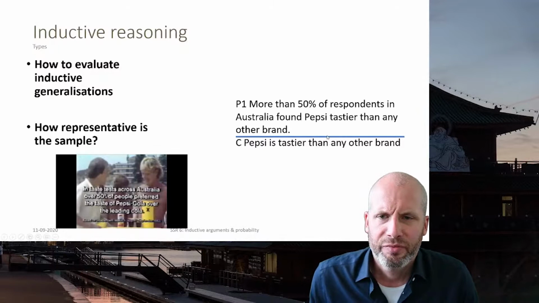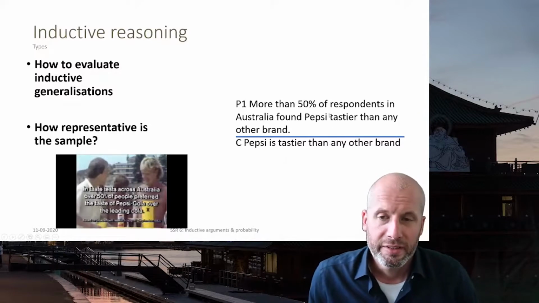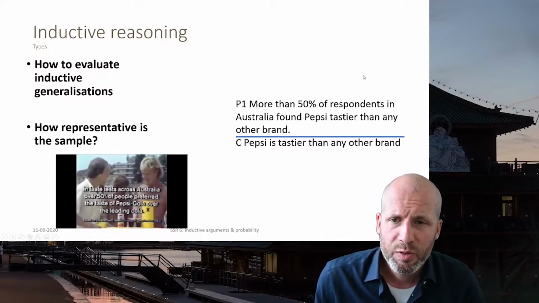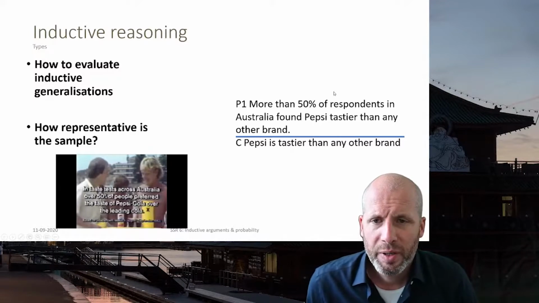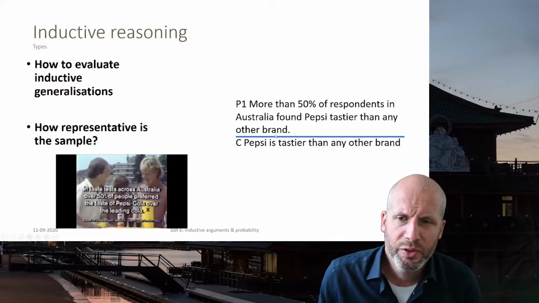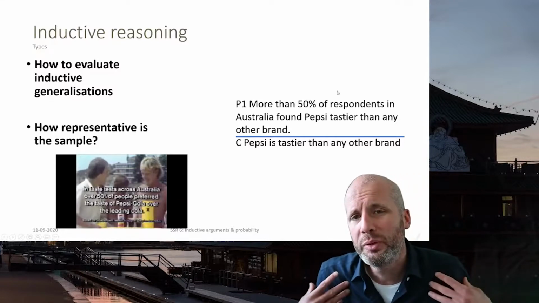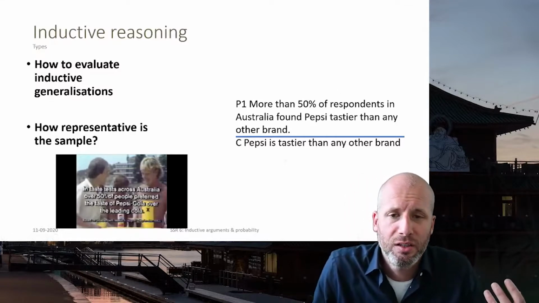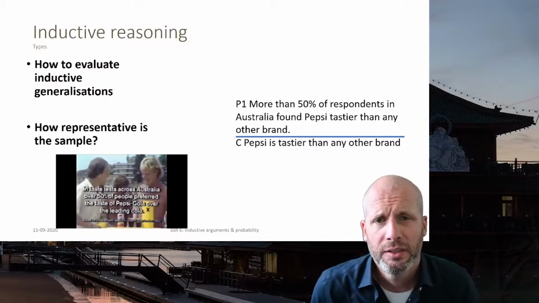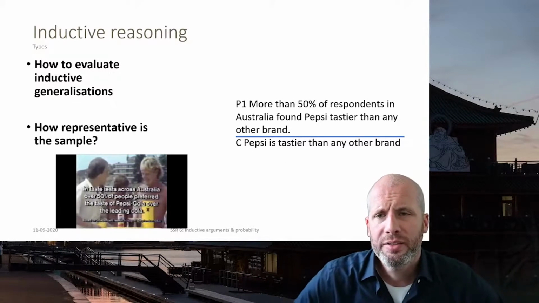The question is, if somebody would give you this argument, or is this the intended argument, more than 50% of respondents in Australia found Pepsi tastier than any other brand, could you then conclude that Pepsi is tastier than any other brand? I hope you agree with me that that's not a forceful argument, right? Could somebody point out why that's not a forceful argument?